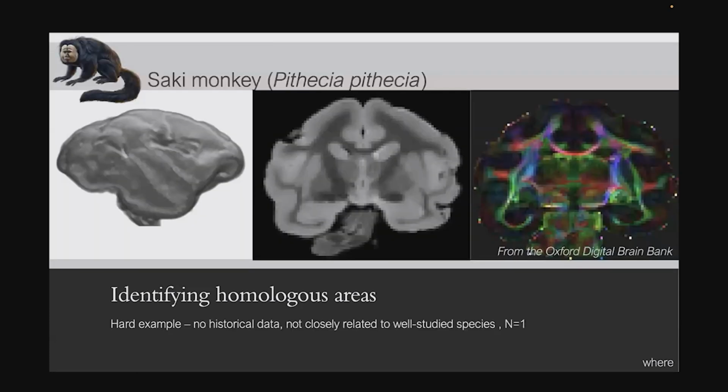This can be helpful. Here's an example of something that would be more challenging. A saki monkey, it's not been studied. It has very few sulci, so it can be challenging to orient yourself anatomically, and it's only one individual. But we can see it has a nice FA map. So already the FA map can give us information about where the tracks are, and then once we identify the tracks, we can move forward from there.